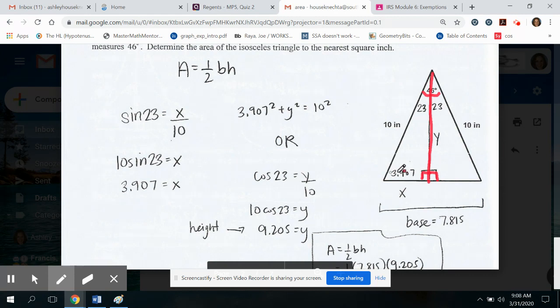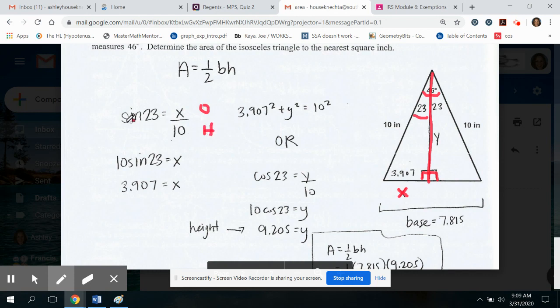So ignore this 3.907 for a second. What I have here is I have 23, I have a 10. I chose to find this first. That's fine. So I said that was X. You could have chosen to find this other side first. So because I have an angle of 23 and one side length, I have to use trigonometry, can't use the Pythagorean theorem. I could use the opposite side of X. So that's where I got sine from, because I'm also using the hypotenuse. So sine of 23 equals X over 10, opposite over hypotenuse again.